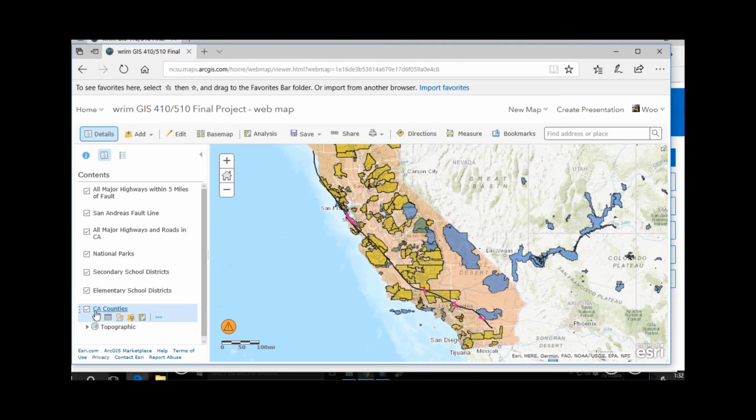Finally, for expected results, this analysis will identify major highways, school districts, and national parks that are at a higher risk of potential negative effects due to an earthquake occurring by the San Andreas Fault. Once these factors have been identified, better planning can be organized for the future.